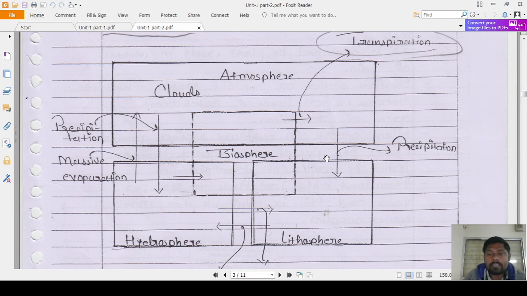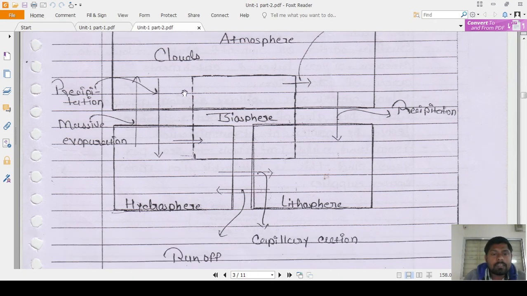Then there is the precipitation reaction, that is the water from the atmosphere, the rain. Precipitation means the rain process. Then there is the formation of clouds, that is water stored in clouds. Here also is the precipitation process, and massive evaporation from that particular portion. That is the reversible process.